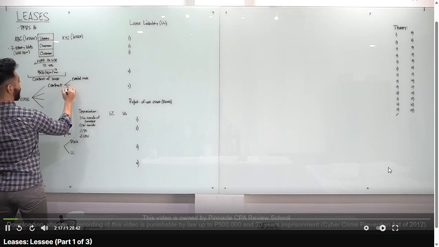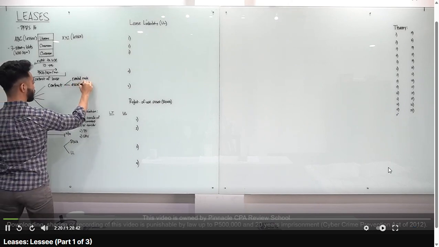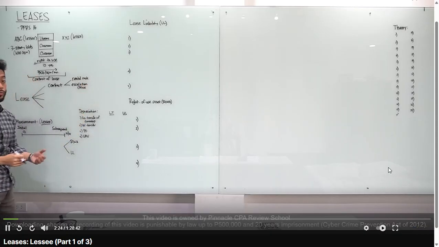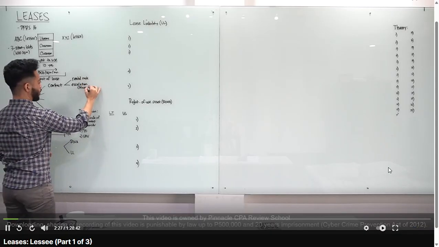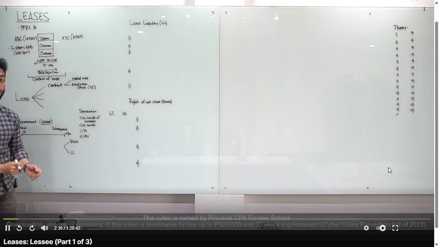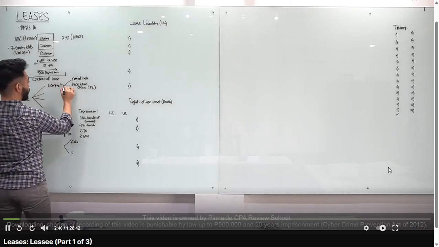What else? You will also find in a lease contract the escalation clause. Sir, what is an escalation clause? Well, an escalation clause exists because of inflation. For example, class, the escalation clause is 5%. So the rent for the first year is 100 pesos per square meter per month. Upon reaching the second year, it becomes 105 pesos per square meter per month. Alright? What else? You can also find in a lease contract the lease term.